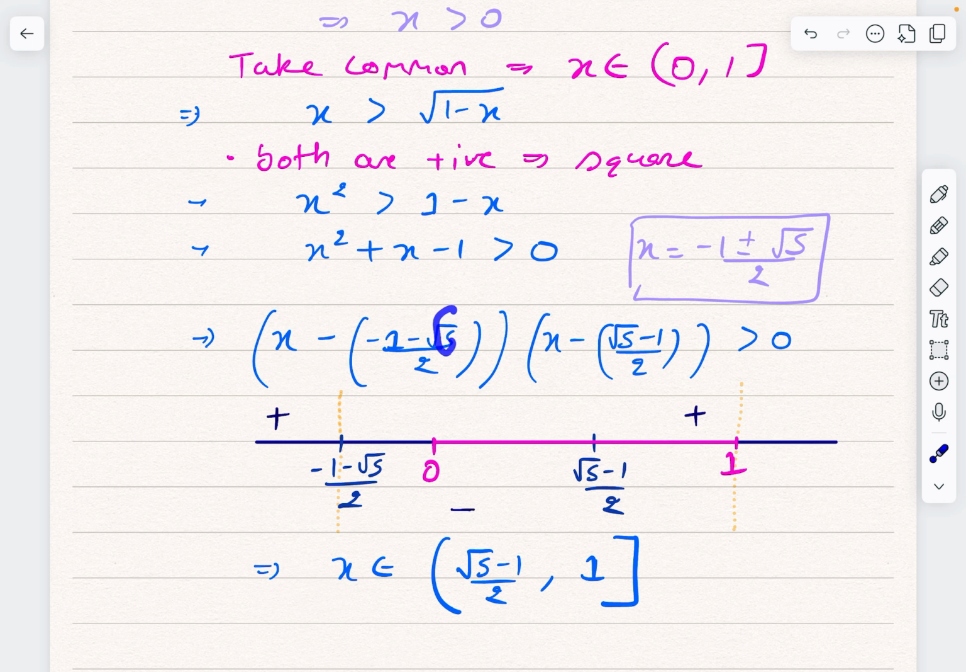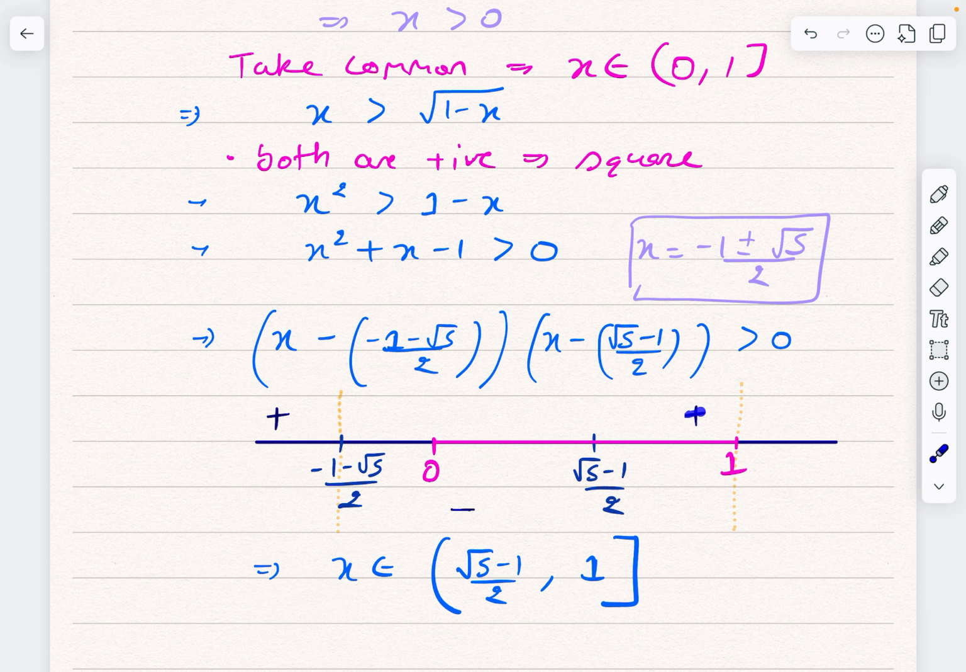Square root 5 is approximately 2.7. No, not 2.7, around 2.2. So if I assume it to be 2.2 and minus 1, it will be minus 3.2 divided by 2, around minus 1.6. So just less than 0. That is what matters here. So we can say this root is negative. So we'll plot it before 0, and square root 5 minus 1 by 2, I think it's approximately 0.6, taking root 5 to be 2.2. So 2.2 minus 1 will be 1.2 divided by 2 will be 0.6. So this root will lie between 0 and 1.